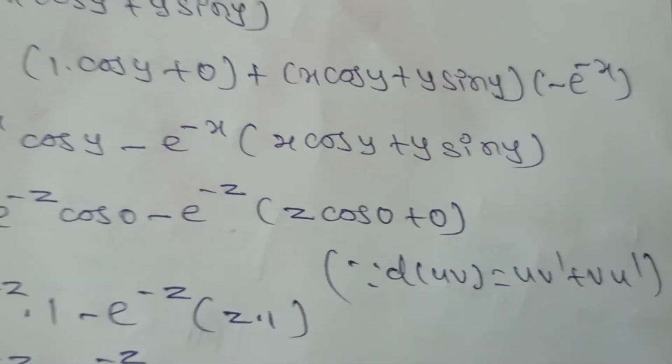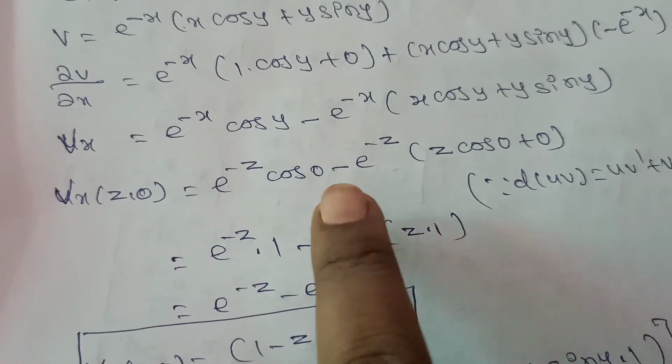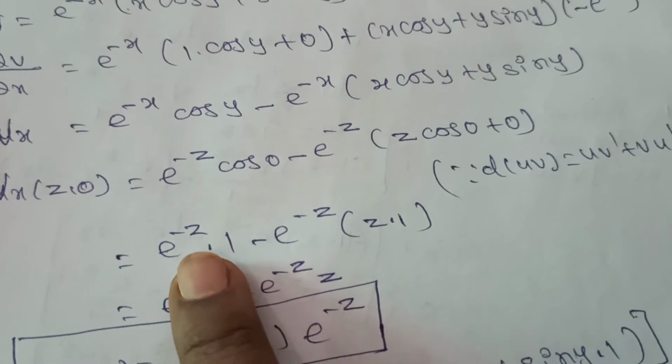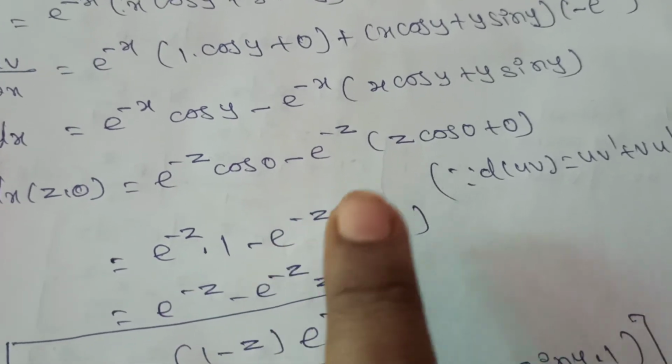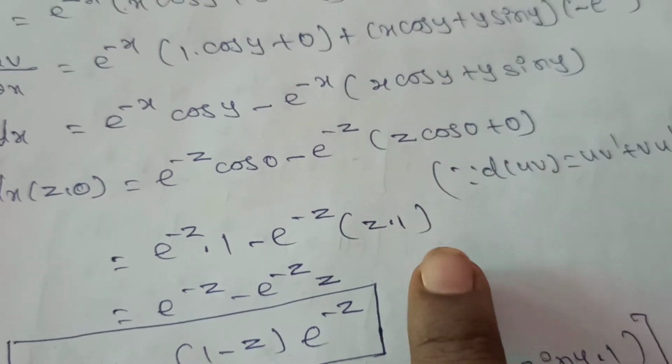Next, simplify this value: e power of minus z into cos 0, and cos 0 is 1. So it is e power of minus z into 1, minus e power of minus z into z into 1.